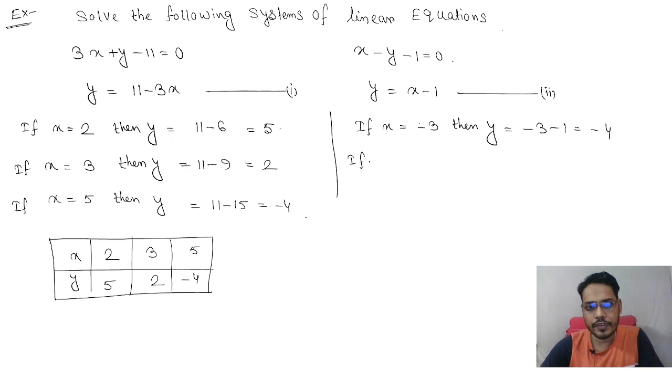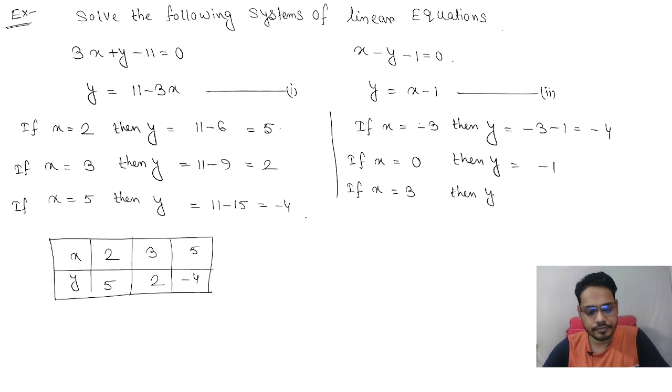Now if x is equal to 0, then y is equal to 0 minus 1, that is minus 1. Now if x is equal to 3, then y is equal to 3 minus 1, that means 2. Now put the values here in the table.